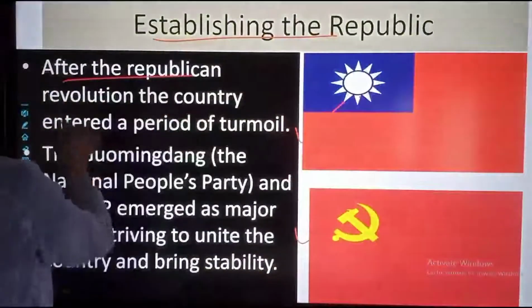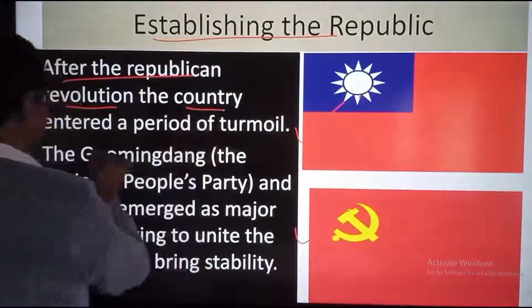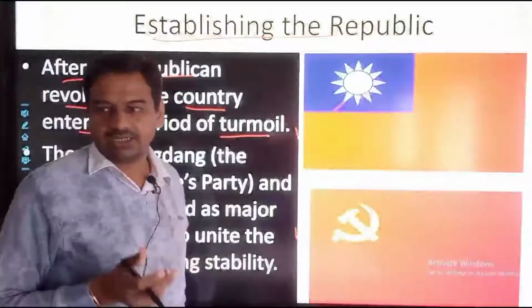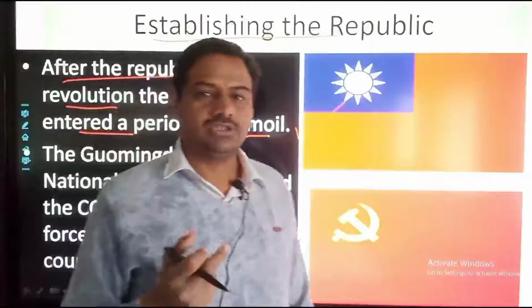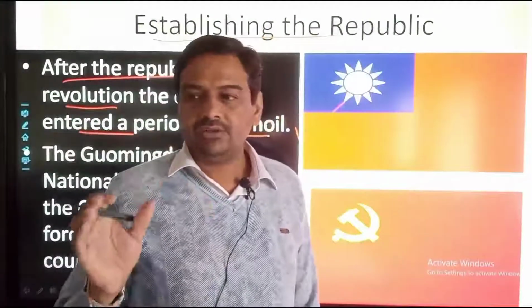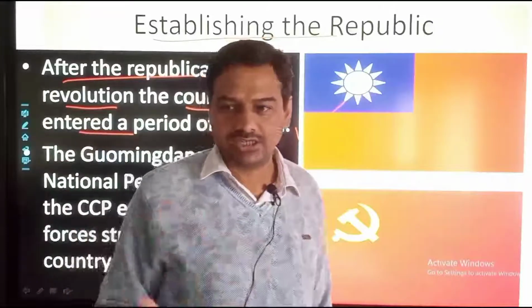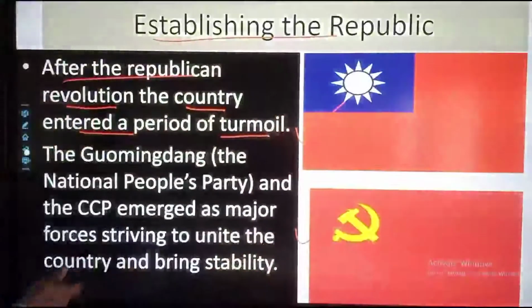After the Republican Revolution, the country entered a period of turmoil. So there was chaos all around in the country after this revolution, which took place on 4th May 1919. After that there was huge chaos in the country. A turmoil-like situation was there.